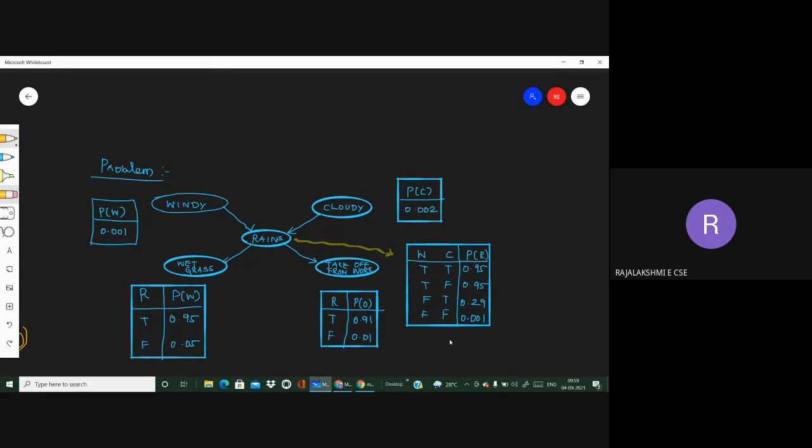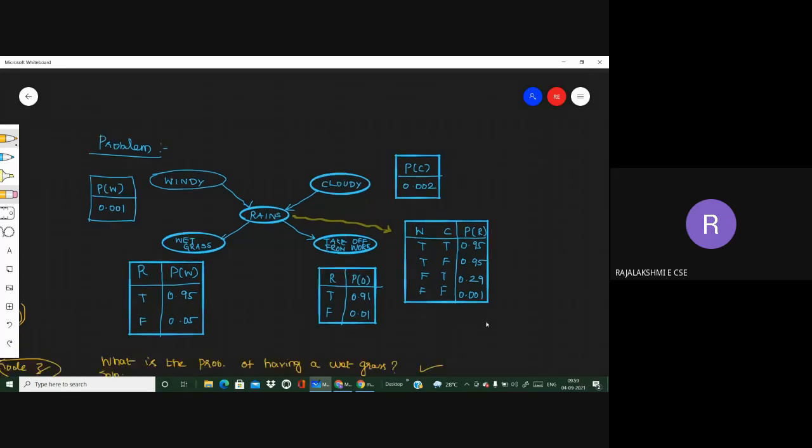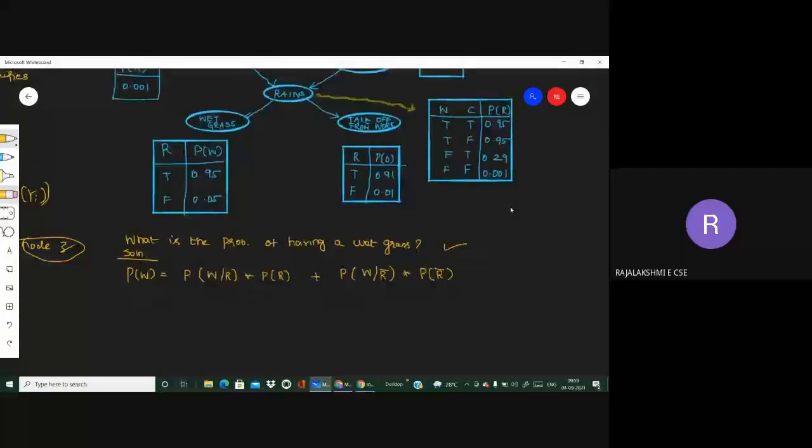See, the probability of getting rain depends on two conditions, windy and cloudy. This is actually the conditional probability. I'll say what the joint probability is afterwards. Let's see this formula. They are asking what is the probability of having wet grass. So the probability of the wet grass depends on two conditions, whether it is raining or not raining. Yes or no? Look at the probability table of wet grass. What probability have they given for wet grass? If rain is true there is one probability, and if false there is another probability.